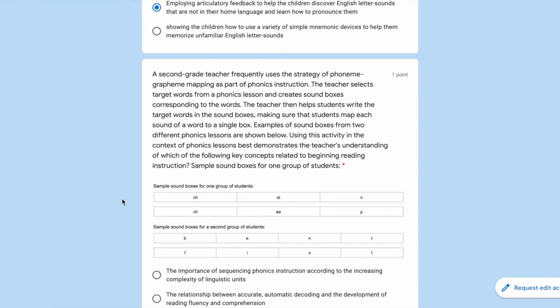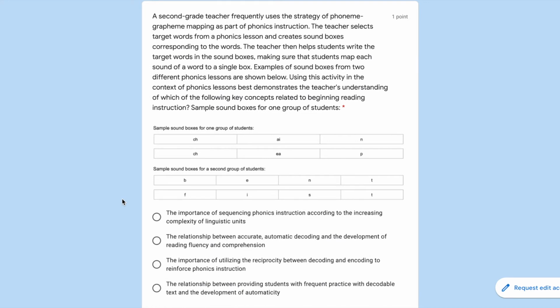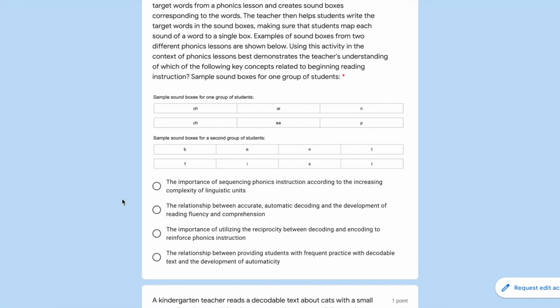Examples of sound boxes from two different phonics lessons are shown below. Using this activity in the context of phonics lessons best describes the teacher's understanding of which of the following key concepts related to beginning reading instruction. Now let's have a look at the sample sound boxes from one of the students down below. As you can see, the top box has CH. Okay, got it. So we have sample sound boxes for group 1 at the top and group 2 at the bottom.